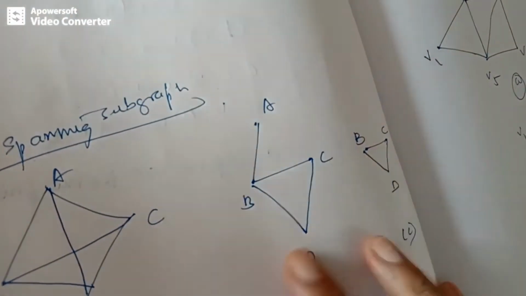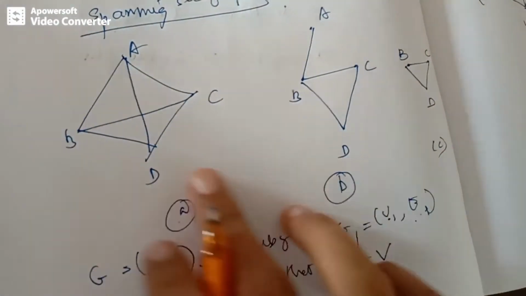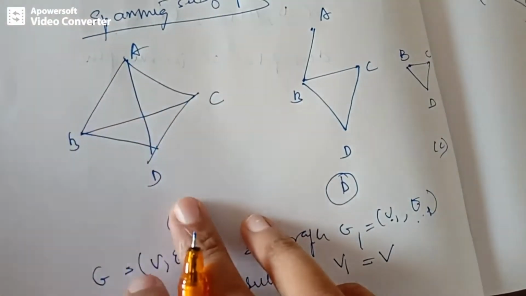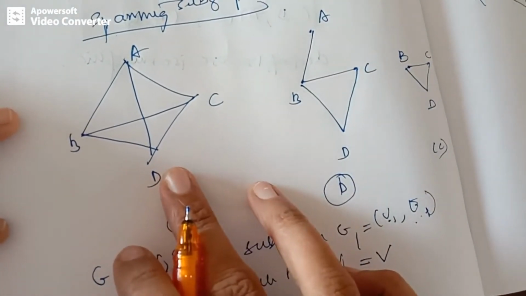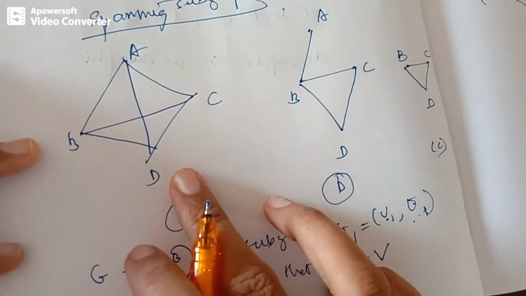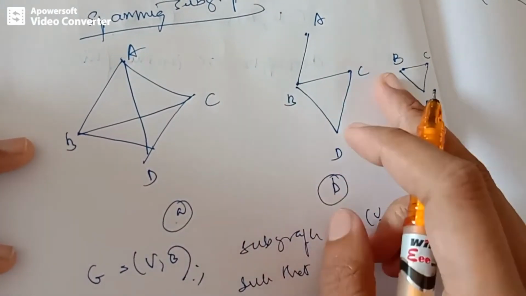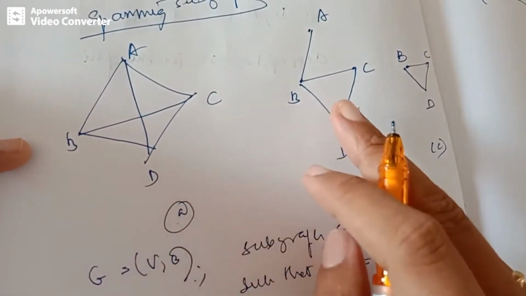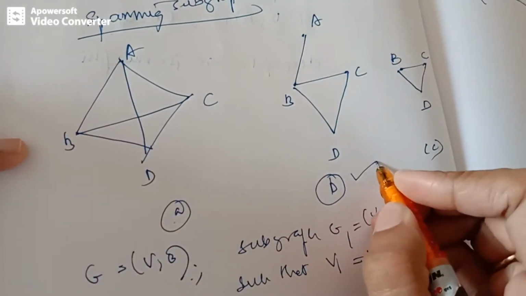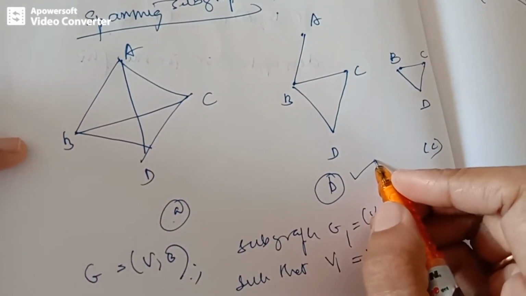So for example, we have taken these 3 graphs. This is the main graph. Let's compare this with this graph. Likewise, this one with this graph. You can observe there are 4 vertices as in the original graph. So we can say that this is a spanning subgraph. B graph is a spanning subgraph.